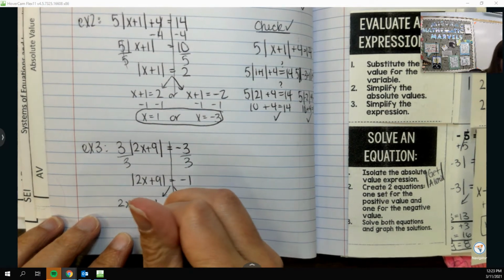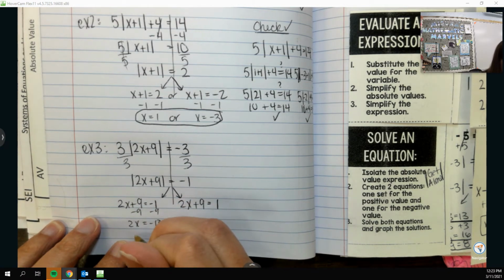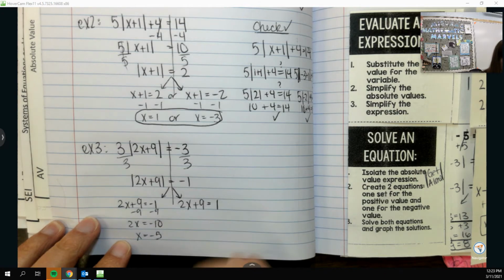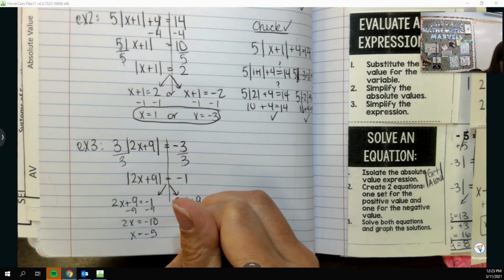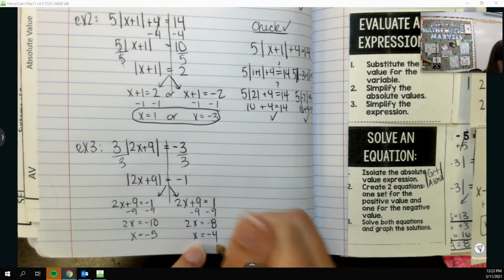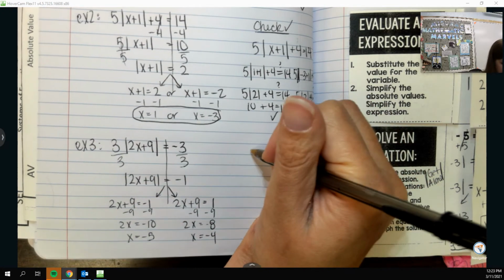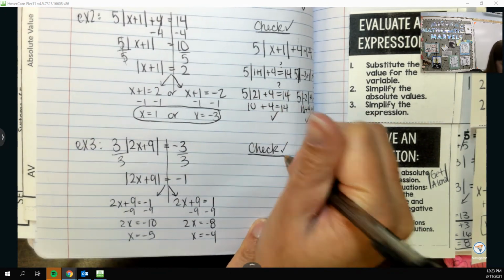So I'll subtract my 9, and we'll have 2x equals -10. We'll divide by 2, so x is -5. And then over here, subtract the 9, we'll have 2x equals -8. Divide by 2, and x is -4. So we potentially have our 2 answers. Let's go check them.